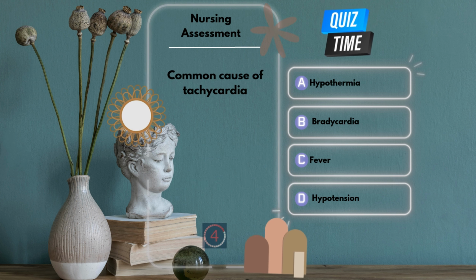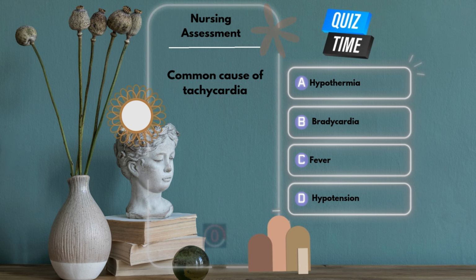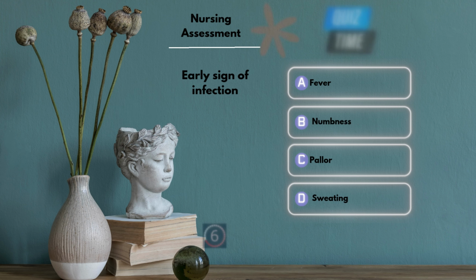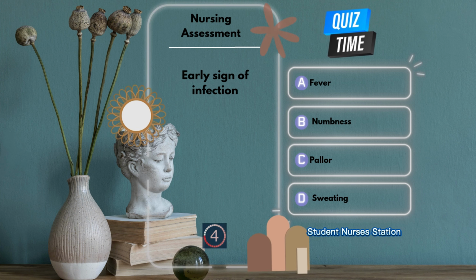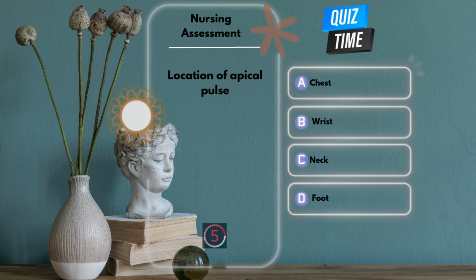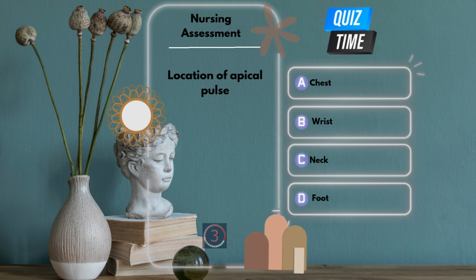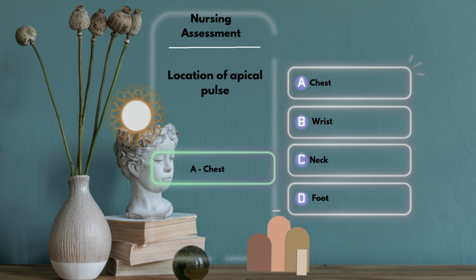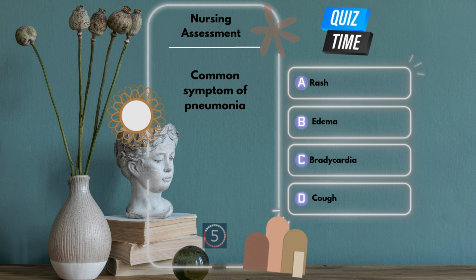Common cause of tachycardia. Early sign of infection. Location of apical pulse. Common symptom of pneumonia.